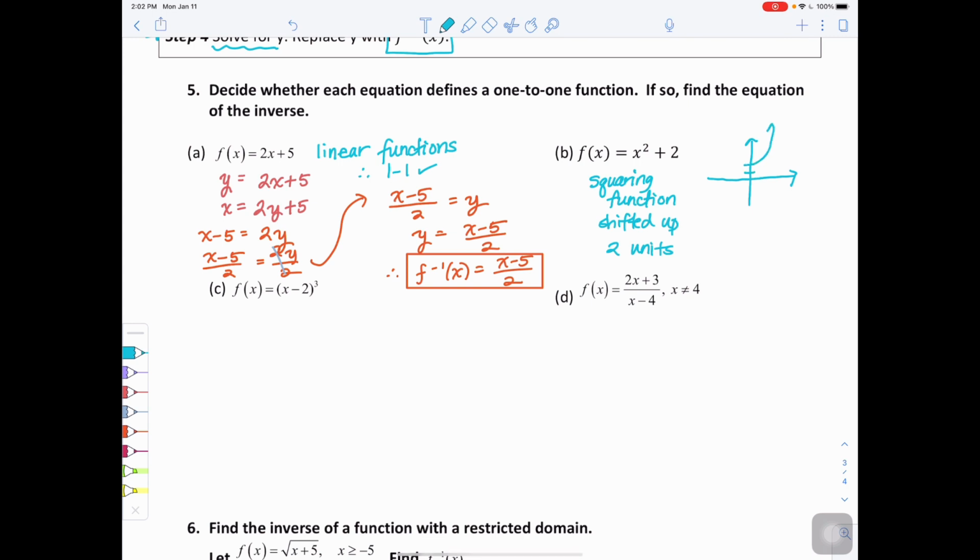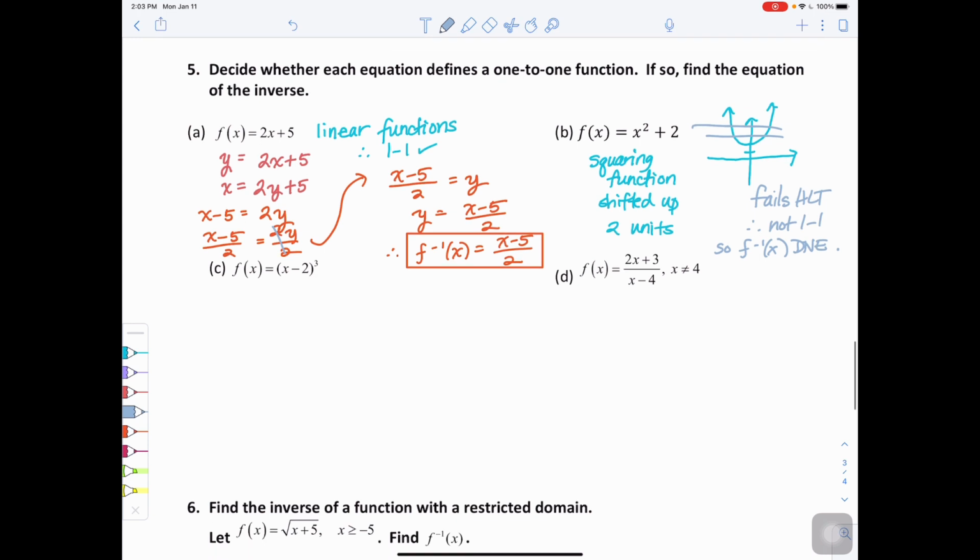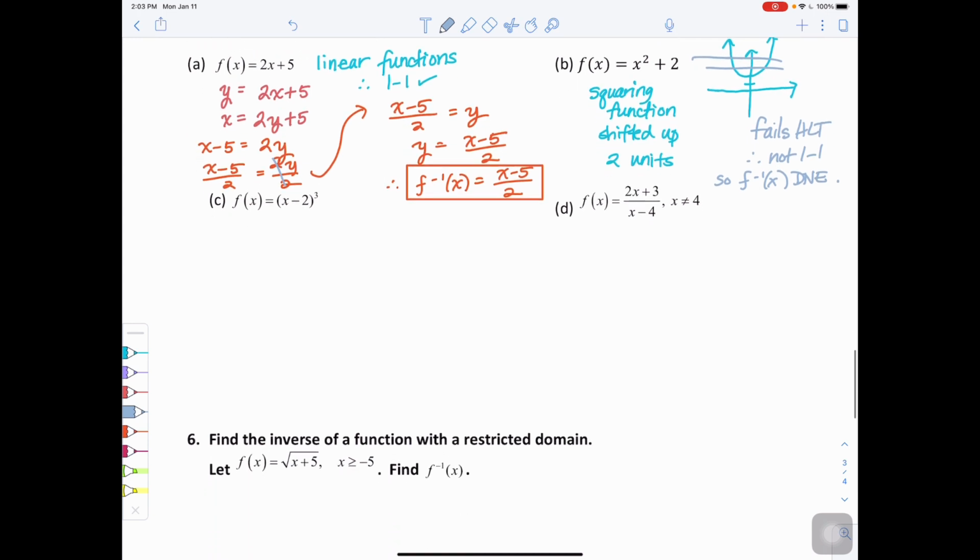So we actually have a function that's not one-to-one. As you can see, this fails the horizontal line test. Therefore, not one-to-one, so f inverse does not exist. Pretty powerful. If the function is not one-to-one, and you haven't restricted the domain like we talked about in the first part of this section, then we can't find an inverse function.